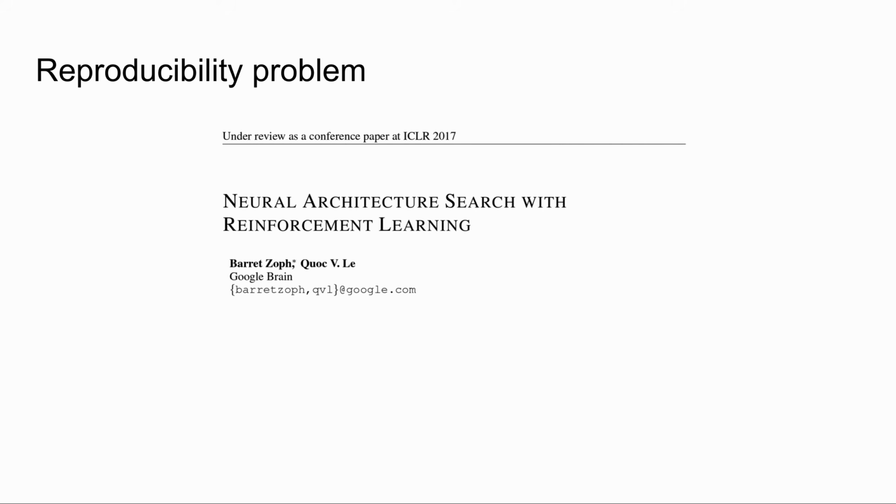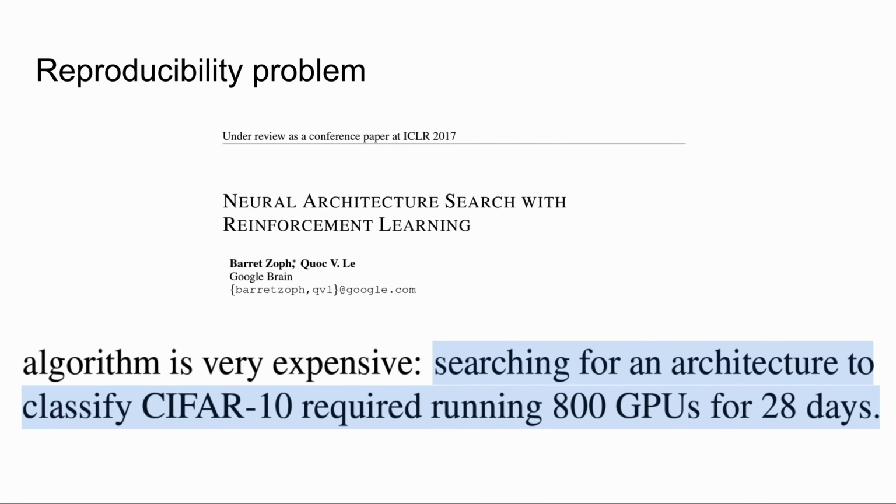Unfortunately, there have been some reproducibility issues with NAS. Zoph and Le's reinforcement learning approach, which sort of generated all this recent hype around NAS, took 800 GPUs running for 28 days. I mean, 800 GPUs can't be that bad, right?